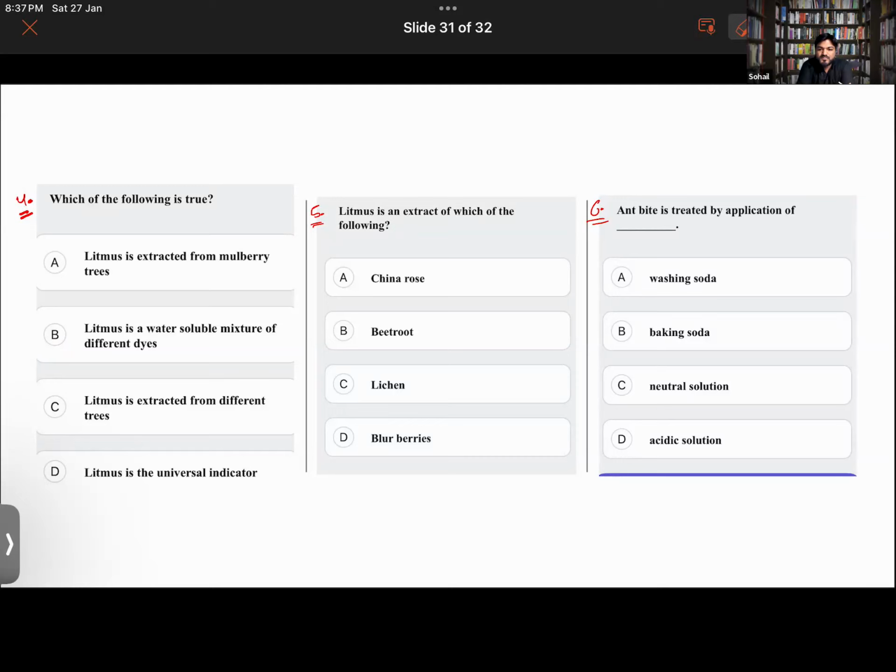Ant bite is treated by application of baking soda. Baking soda. Good.